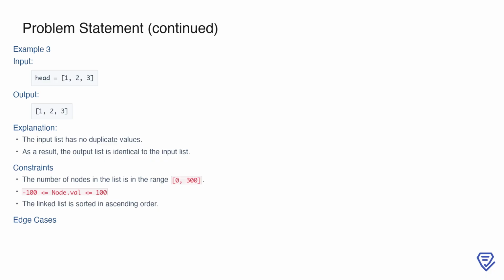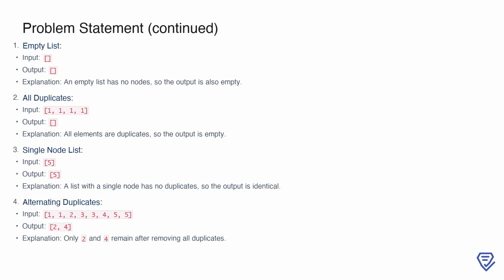Now, focusing on constraints, the linked list can have between 0 and 300 nodes, and each node's value falls within the range of -100 to 100. Additionally, you can always rely on the fact that the input list is sorted in ascending order. These constraints help shape how we approach the problem and ensure that edge cases are handled correctly. Let's look at some specific edge cases.